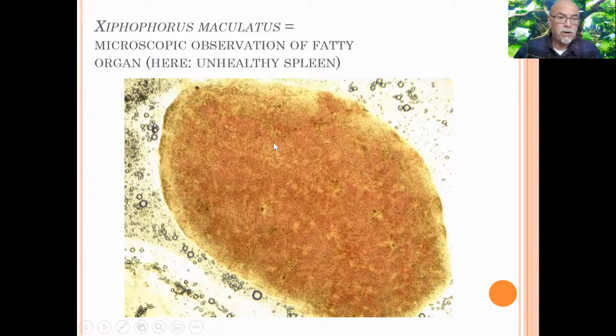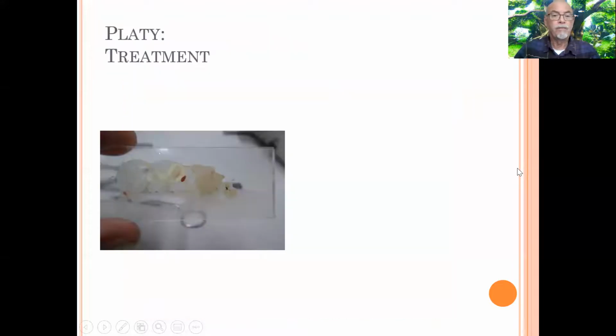Could that maybe already be some tuberculosis? I don't know. It's not easy to see in the beginning stage. But the spleen is also unhealthy. And you see a lot of fat, greasy material around this organ.